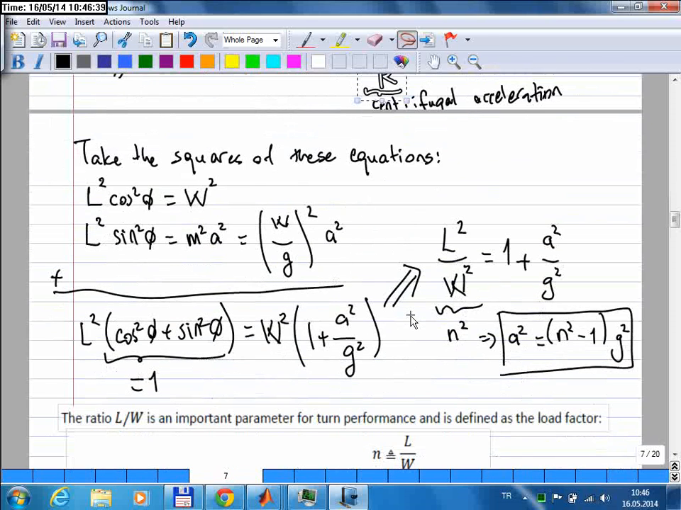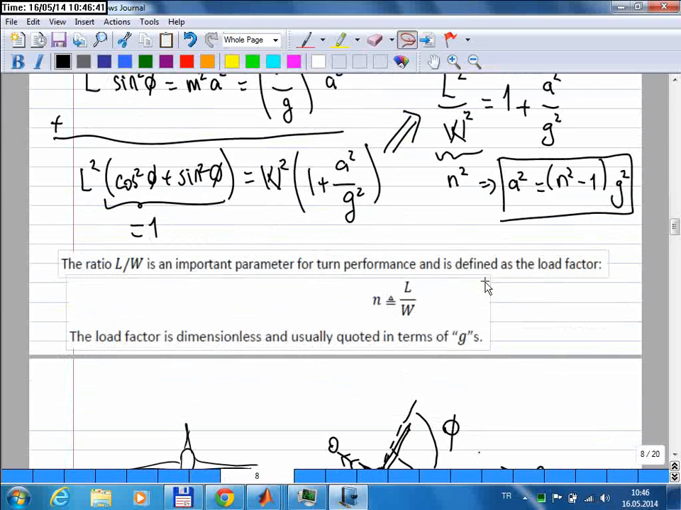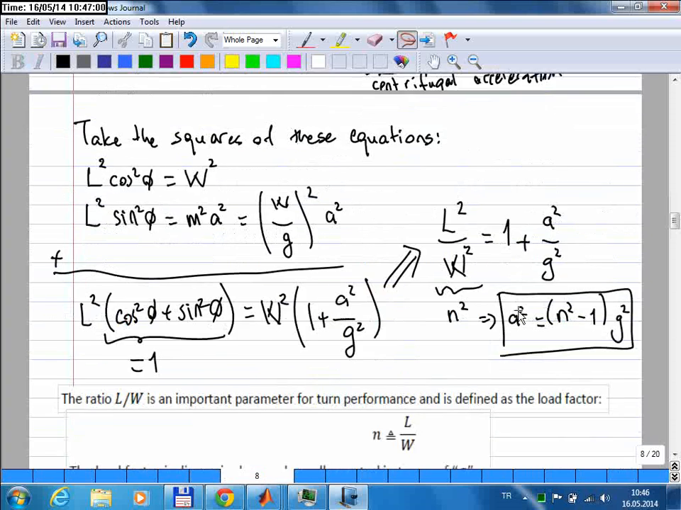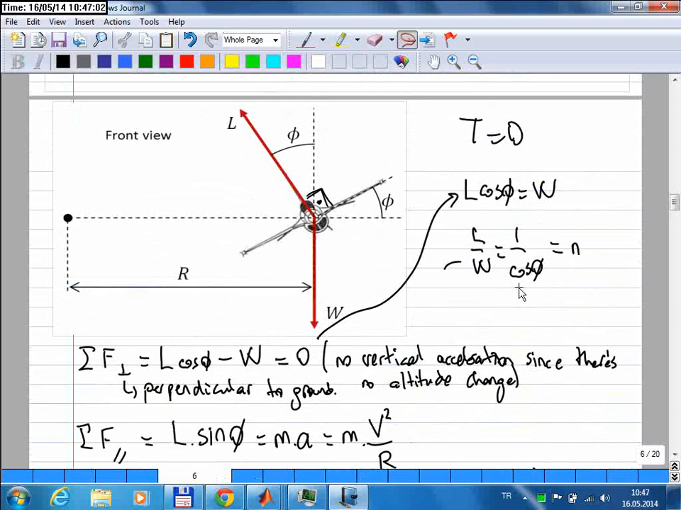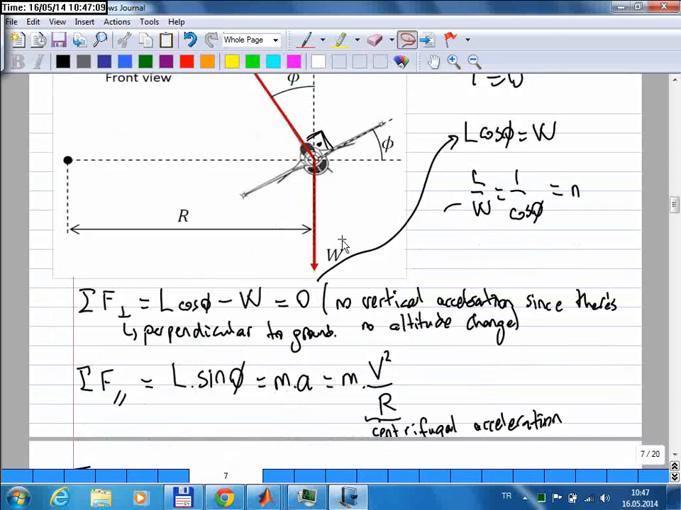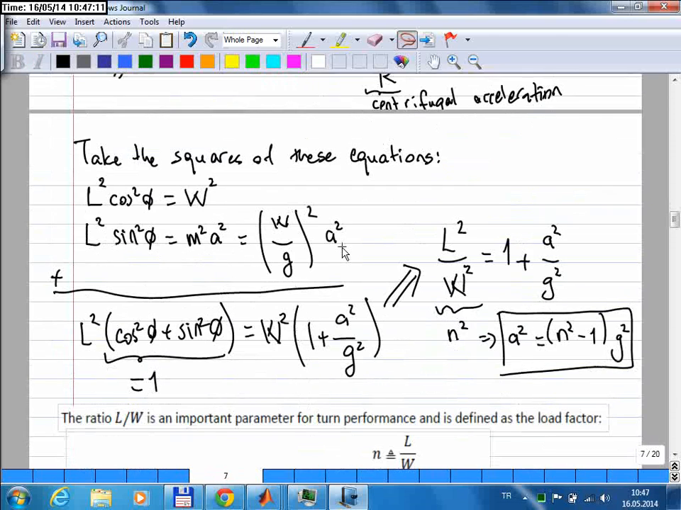To make the analysis simpler, we define a new variable called the load factor. Load factor is defined as the ratio of the lift force to the weight of the aircraft. Normally during steady level flight, this load factor is 1 because we have lift equal to the weight of the aircraft. So the load factor is equal to 1 for straight flight. But for a turning maneuver, since you need to have the lift vector increased, load factor becomes a number greater than 1.